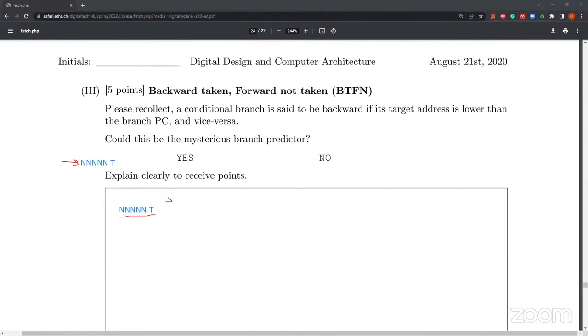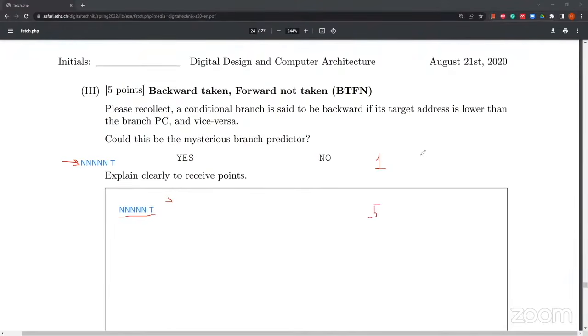This predictor will predict backwards as taken and forwards as not taken. So for the first branch, this is a forward branch, and it will be predicted as not taken, and 5 times it will be predicted correctly, and the last time it will be predicted incorrectly. So we have 1 misprediction for the first branch. And for the second branch, this is a backward branch, and it is not taken five times. So all these 5 times not taken will be mispredicted, and only the taken path will be correctly predicted. So we have 5 mispredictions.